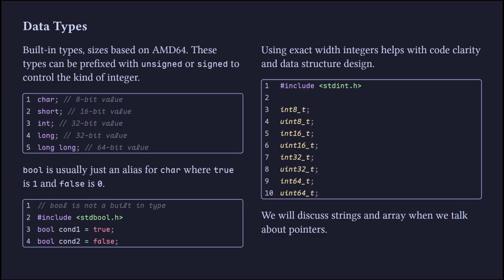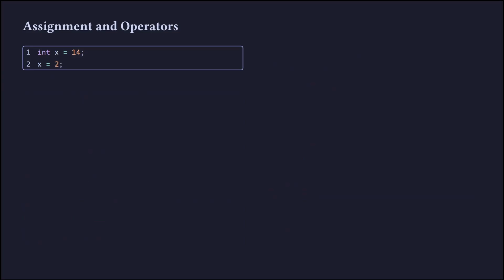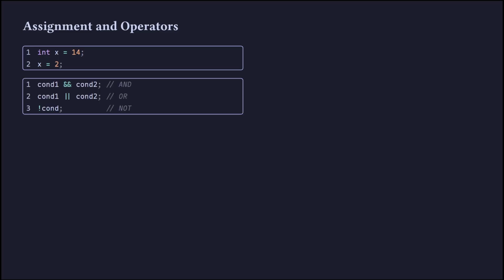Pointers are very prevalent in C, and we aren't able to discuss strings and arrays until we talk about those, so that will be later. Assignment in C is very similar to the way that you would see it done in Java, where you declare a variable with a type and a value. You can also just declare a variable without a value and initialize it later. In practice, we don't do that a ton.